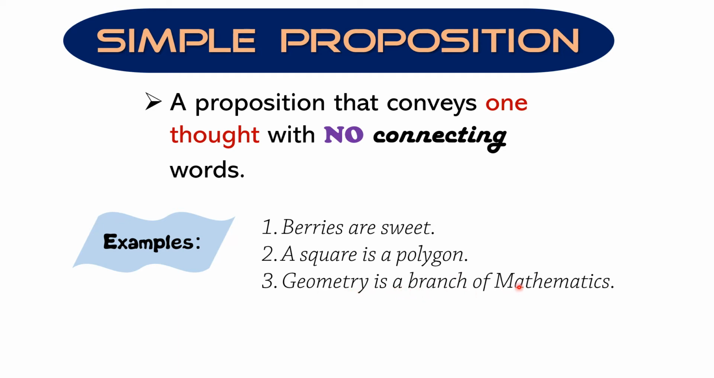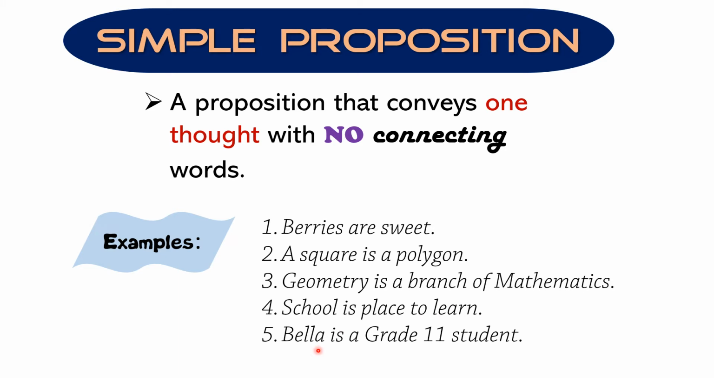Only one thought. Second, a square is a polygon. Geometry is a branch of mathematics. School is a place to learn. Bella is a grade 11 student. Each sentence here conveys only one thought with no connecting words. Okay? So that is a simple proposition. Now let's proceed to compound proposition.